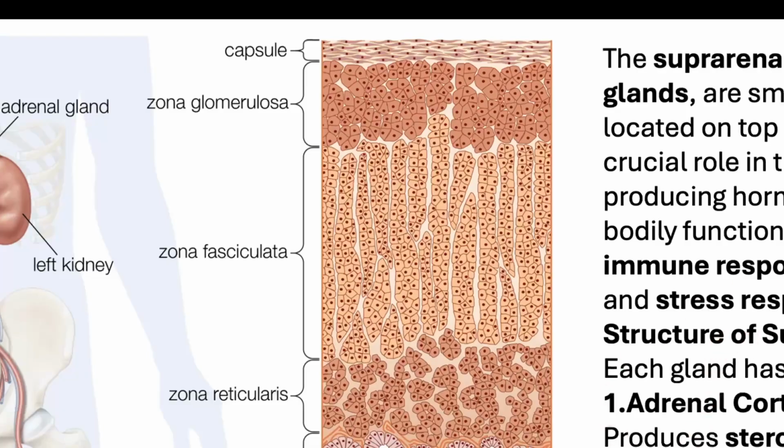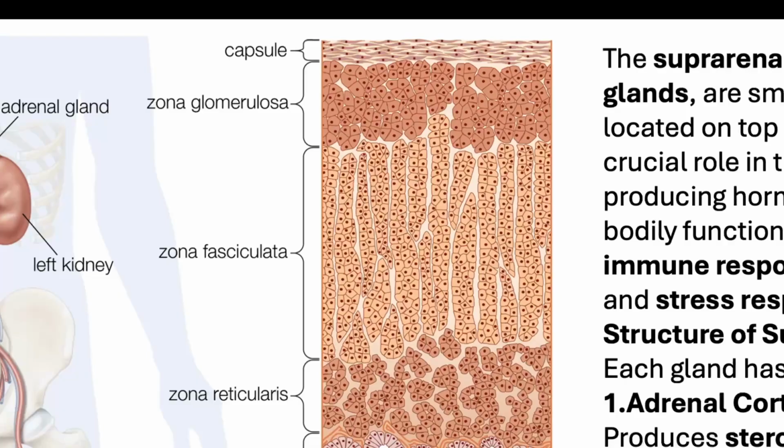Structure of suprarenal glands. Each adrenal gland has two parts, the cortex and the medulla. The outer cortex produces steroid hormones like cortisol, which helps control metabolism and stress response. Aldosterone regulates blood pressure and electrolyte balance, and sex hormones in a minor quantity. And the adrenal medulla, on the other hand, produces epinephrine and norepinephrine, also known as adrenaline and noradrenaline, involved in the fight or flight response. It's a bodily response to stress.